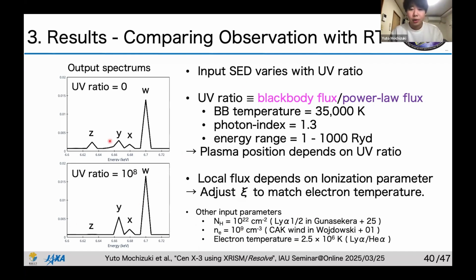The left figure shows the output spectrum from Cloudy as an example. Comparing the cases with the UV ratio set to 0 and 10 to the power 8, we can see that the intensity of the Z line decreases while the X and Y lines increase as the UV ratio increases.